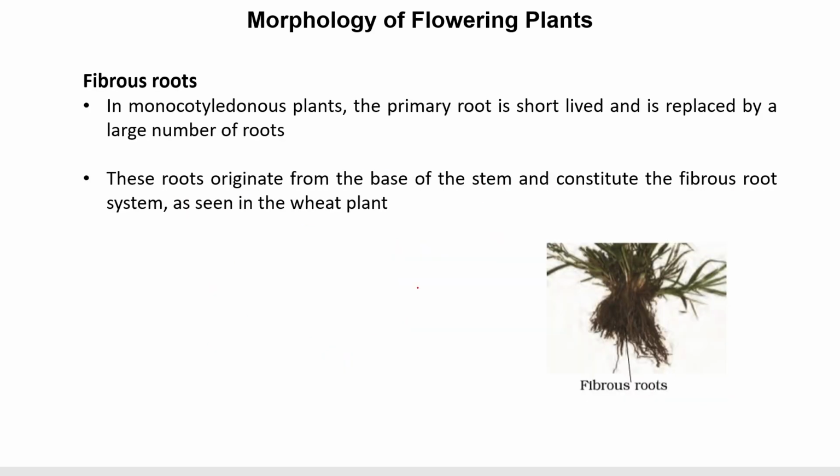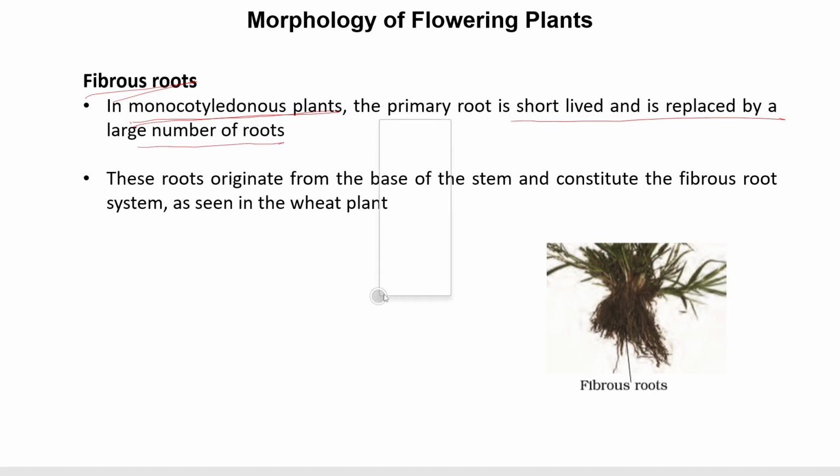Okay, so till here we talked about the taproot system. Now the second type of roots. Taproot is found in dicotyledonous plants. So till here, whatever modification we have seen in the taproot, that was present in dicotyledonous plants. But this fibrous root is found in monocotyledonous plants. The primary root is short-lived and it is replaced by a large number of roots.